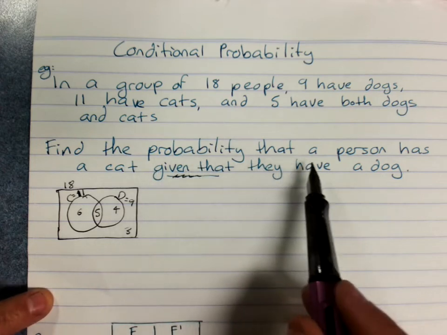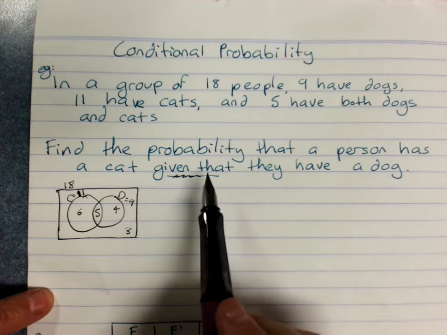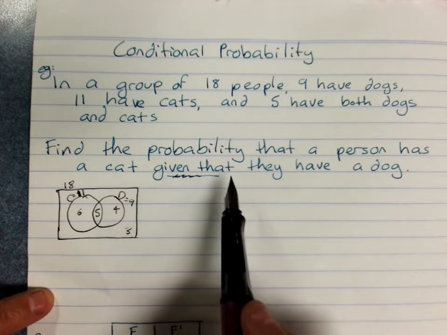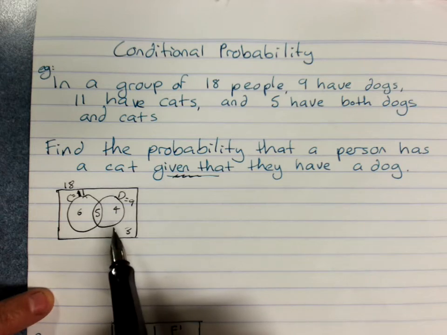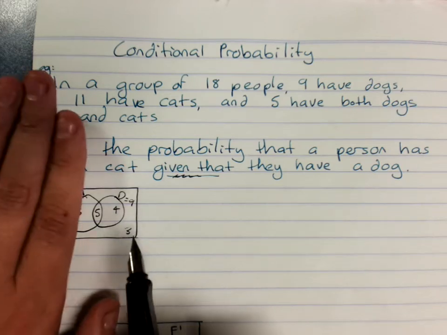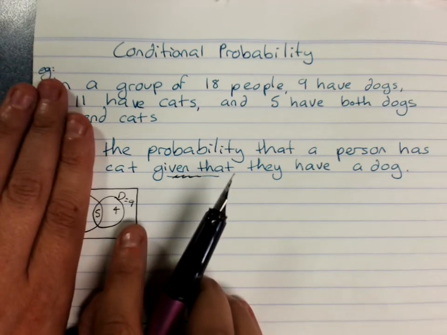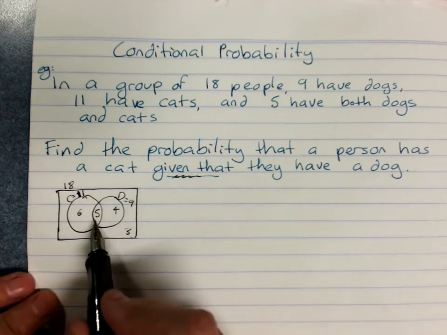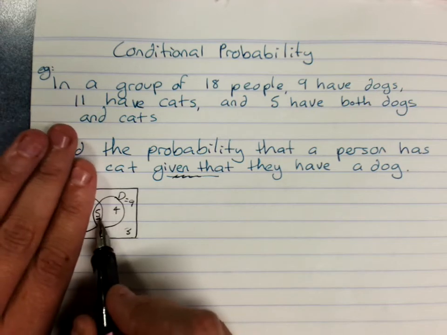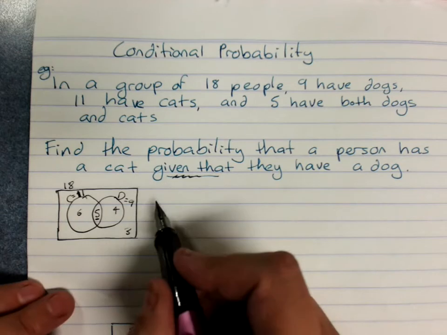Find the probability that a person has a cat given that they have a dog. This is basically saying, assuming that your people have a dog, so taking this out of only the dog people. It's a given that they've got a dog. Nobody else counts, not these people, not those people. We're only looking at the dog people, which is 9. What's the probability that those dog people have a cat? And quite obviously this is 5, the people who have a cat and also have a dog, out of the total number of people who have a dog.